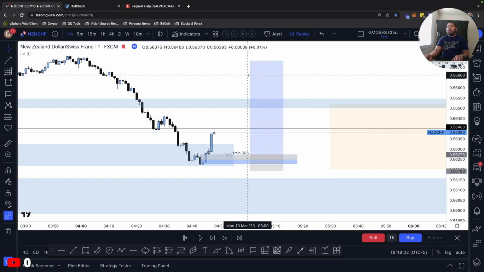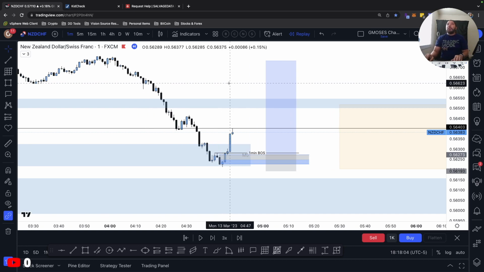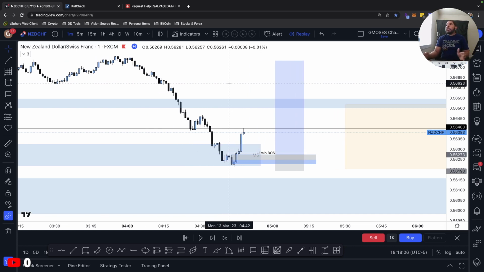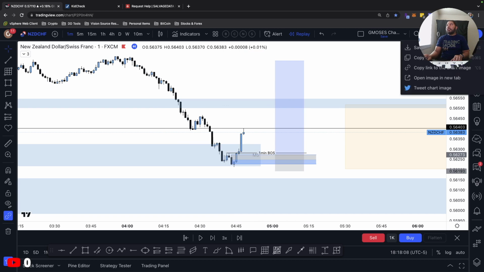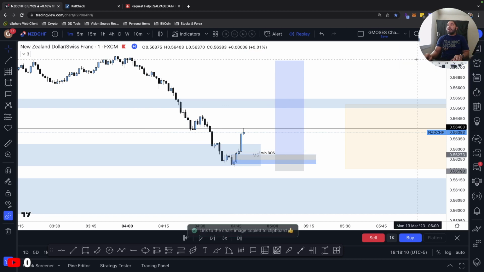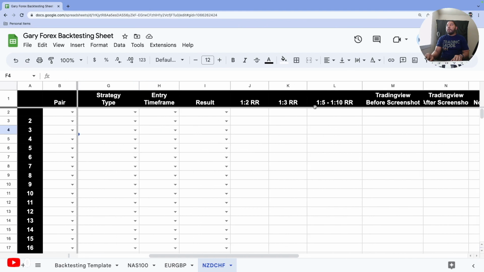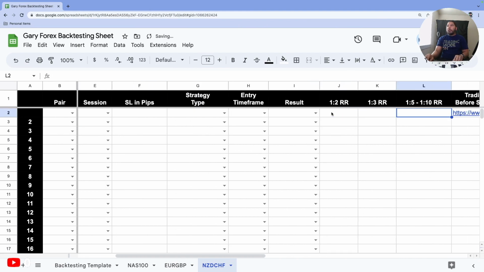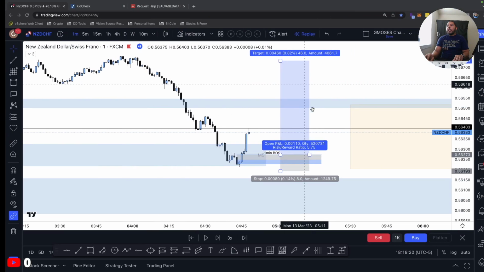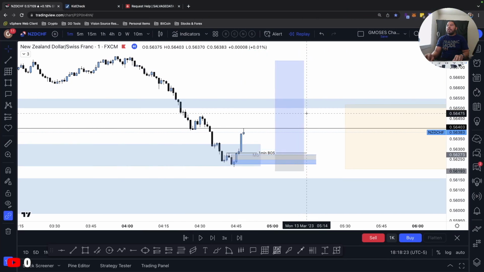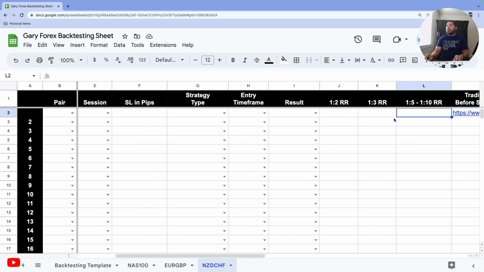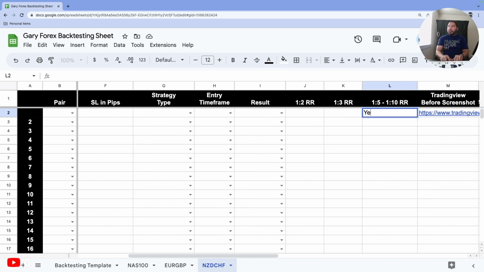Possibly about right there. All right, so one of the things we want to do is notate this in our backtesting sheet. So I'm going to copy this. I want to make sure I take a before shot initially. So right now I'll come here, I'll take a before shot. Okay, this is a 1 to 5 or better risk reward. So I'll say yes.